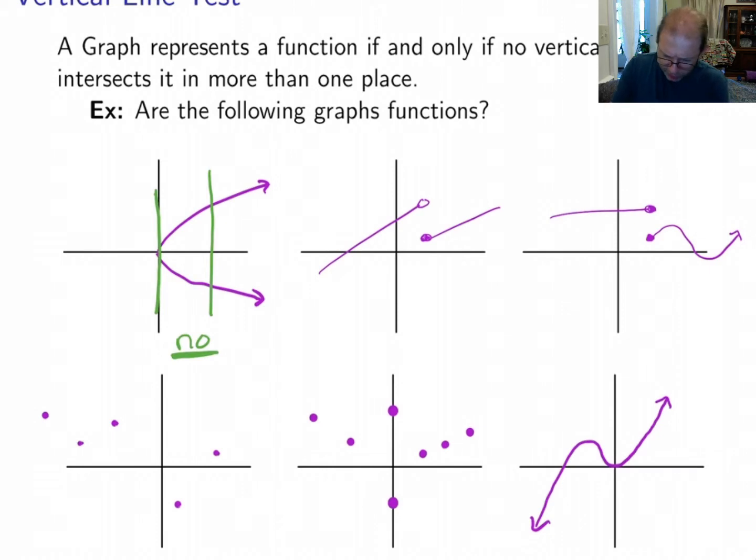Let's look at these others. These next two are piecewise functions. Right here, this function has 2 pieces to it. Notice over here, vertical lines only touch it in 1 place.